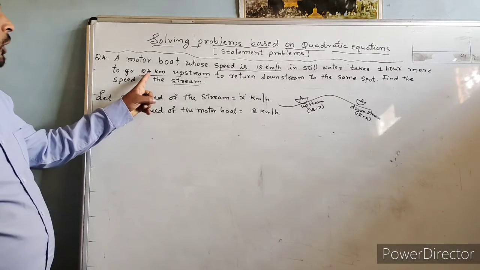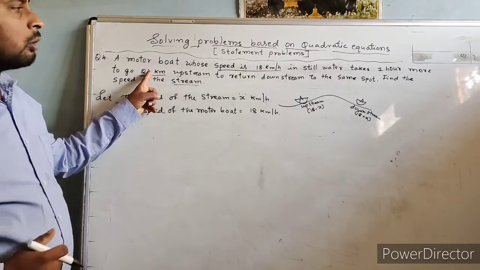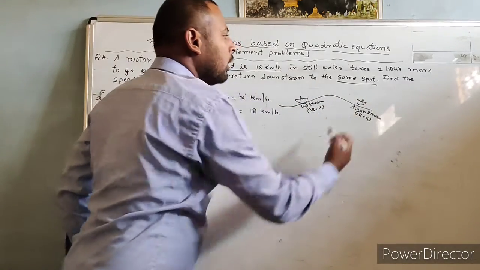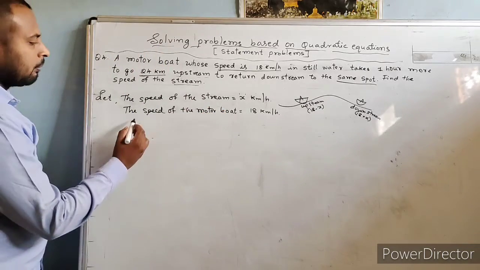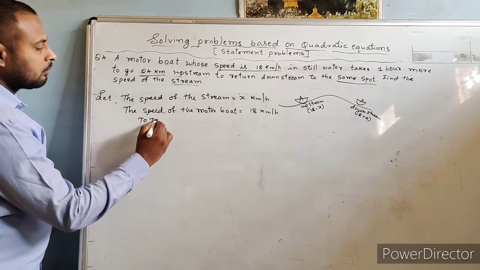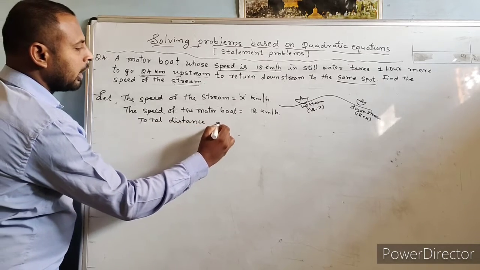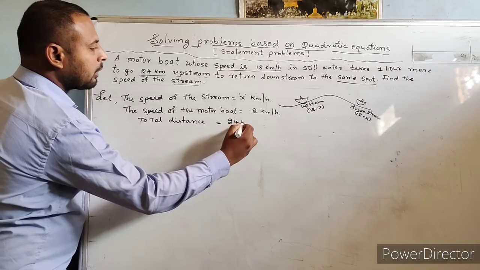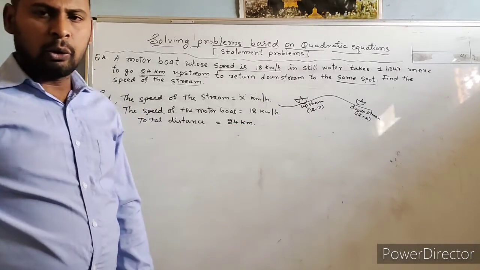Now here the total distance is 24 km for upstream and downstream to the same spot. That means here the total distance is 24 km.